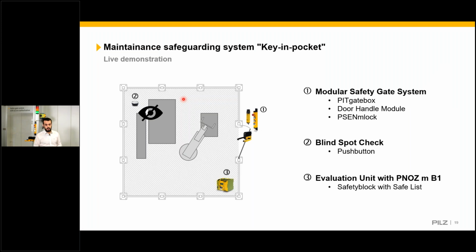So here we have our final slide before going to the live demonstration, and this is just to explain the overall system before we explain it practically. Here on the door side, we have the PCM block with the door handle module. Then we have the pit gate box, which has the e-stop, a couple of push buttons, and our reader.